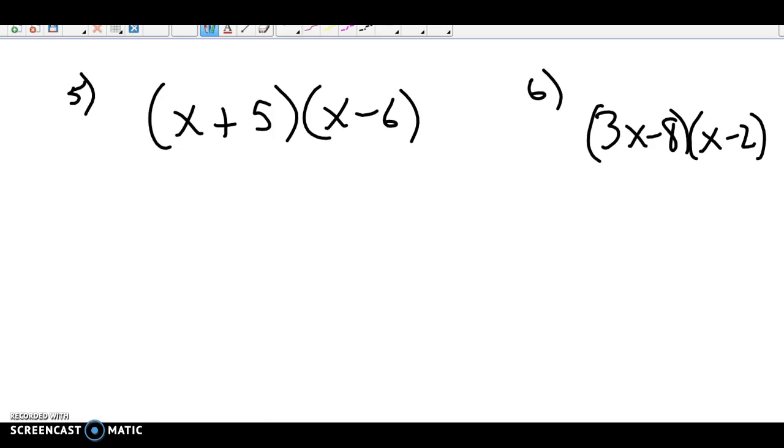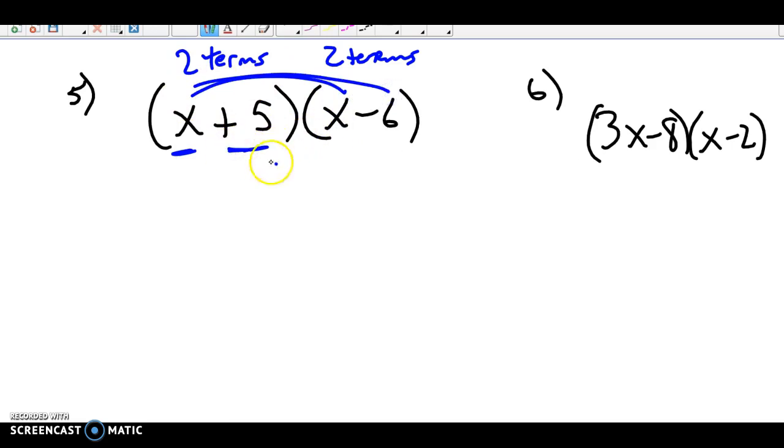And then we very much just briefly touched on this in chapter 1 and 2. That is, if I'm multiplying two binomials together, 2 terms times 2 terms, I have 4 multiplications to do. This x has to distribute to both x and the negative 6, and the positive 5 has got to be distributed to the x and the negative 6. And remember that we said we can FOIL it, multiply the first terms, the outer terms, the inner terms, and the last terms. If you multiply the first terms, you get x squared.